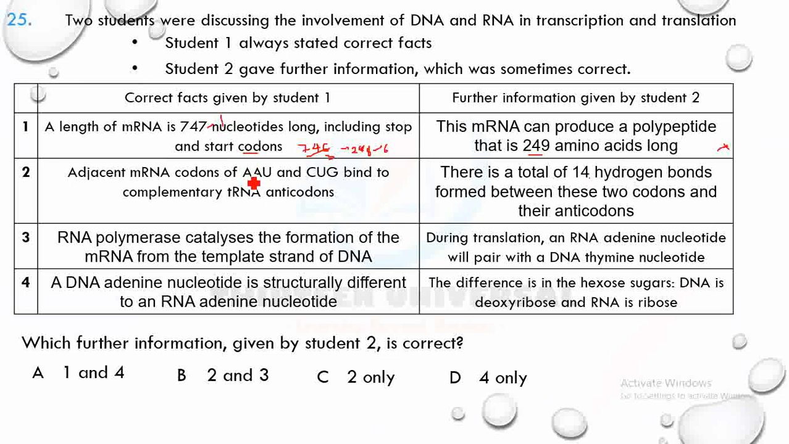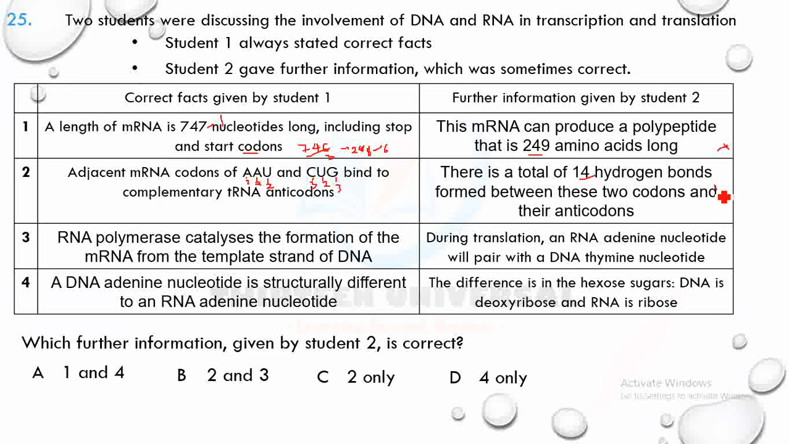This A will form 2 hydrogen bonds with U on the anticodon. This will form 2 hydrogen bonds with U, and it's going to form 2 with A. That's 6 already. Now C will form 3 hydrogen bonds with G, that's 9. U will form 2, 9 plus 2 is 11, and then this is going to form 3, so that's 14. So this is correct. It's 14 hydrogen bonds.